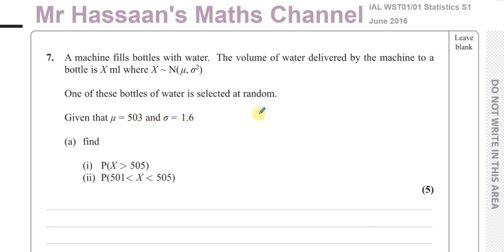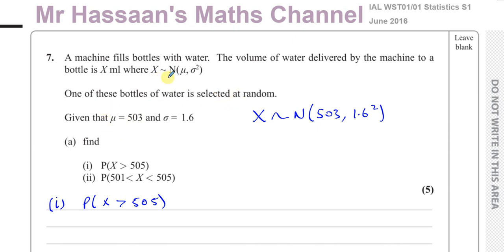So basically we can say that X is normally distributed with a mean of 503 and a variance of 1.6 squared. This is the standard deviation, so we write the square of the standard deviation, which is the variance. Part A, part 1, says find the probability that X is greater than 505.